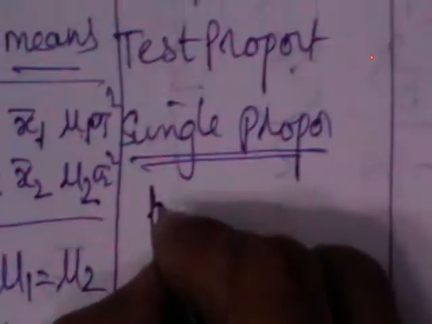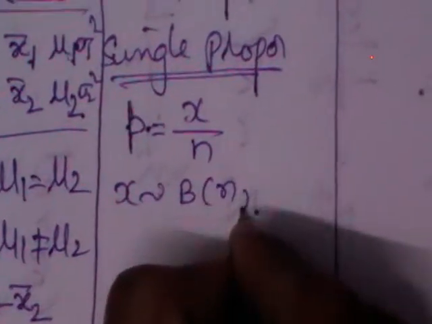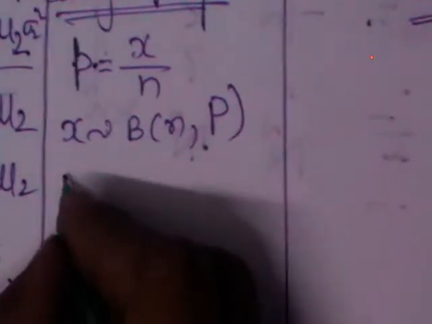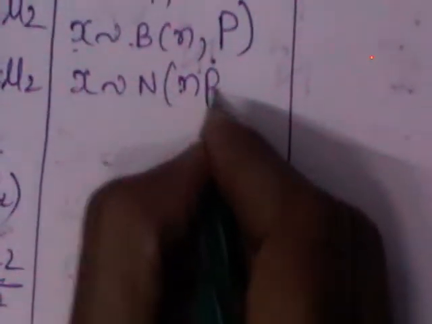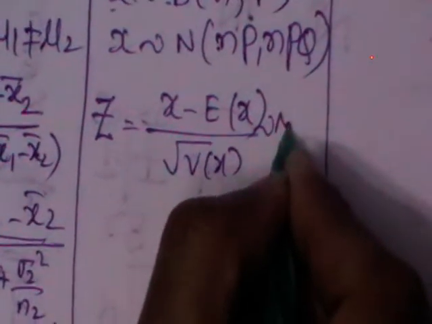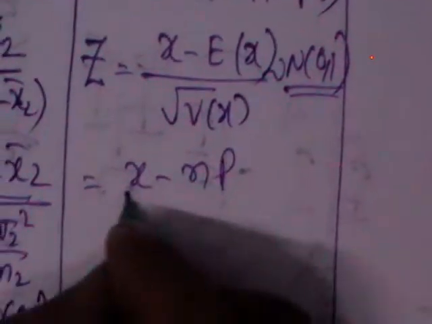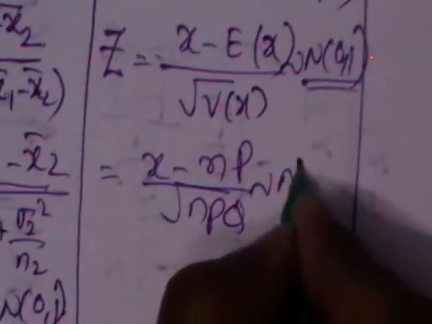Again, the comparison is the same. Test for single proportion: first you should define what a proportion is. As I just explained, p you are going to define as x by n, and x is a binomial variate with parameters n and p. For large values, this x is going to follow normal with mean np and variance npq, using the mean and variance of the binomial. How do you define Z? Z is equal to (x minus E of x) by root over variance of x, which follows N(0,1). Writing this is very important: (x minus np) by root over npq follows N(0,1).